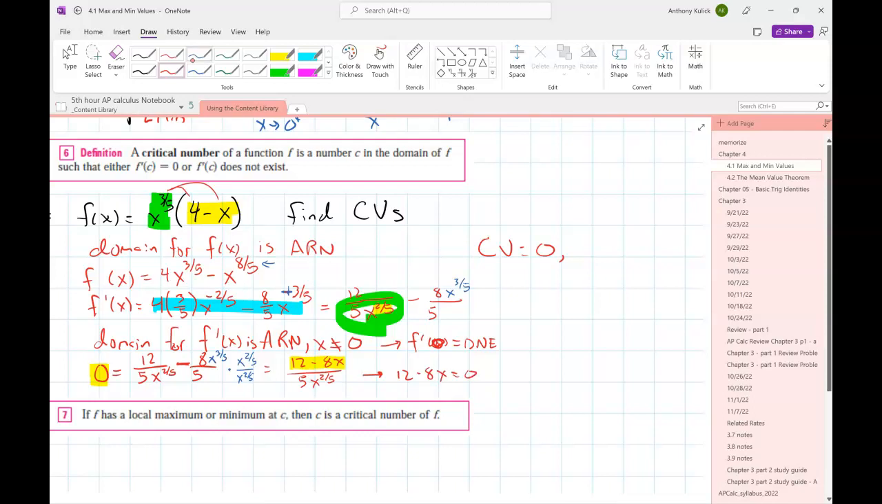So all I really need to do is solve 12 minus 8x equal to 0. That's what I was expecting. So subtract 12, divide by 8, and reduce is 3 over 2. So that's my second critical value.